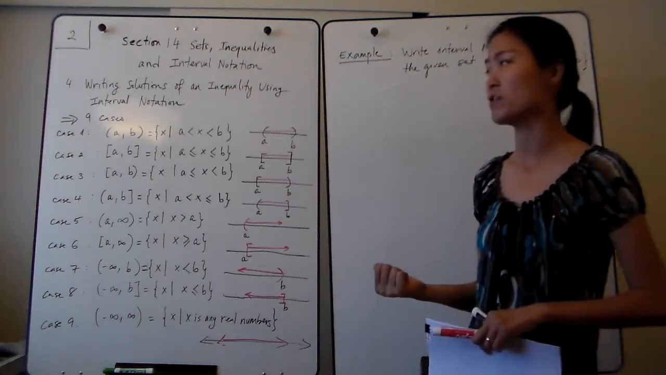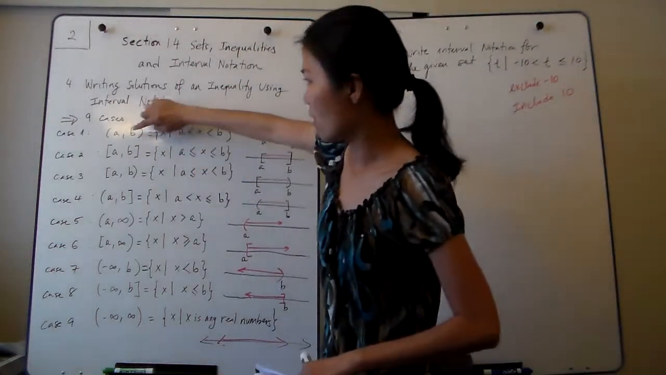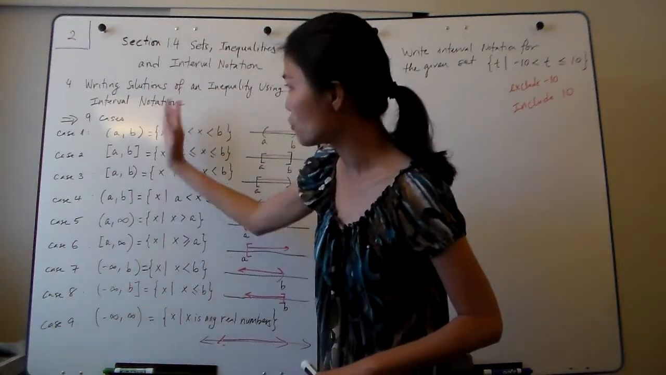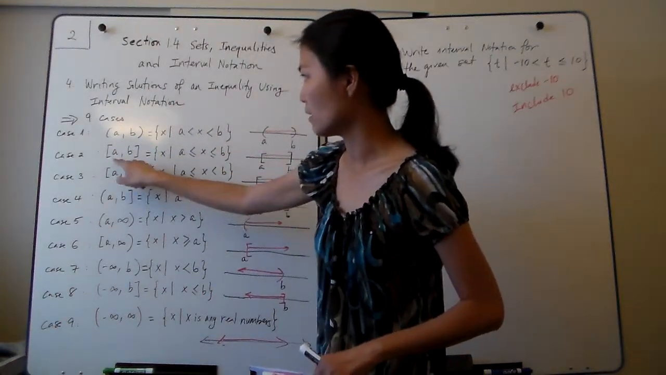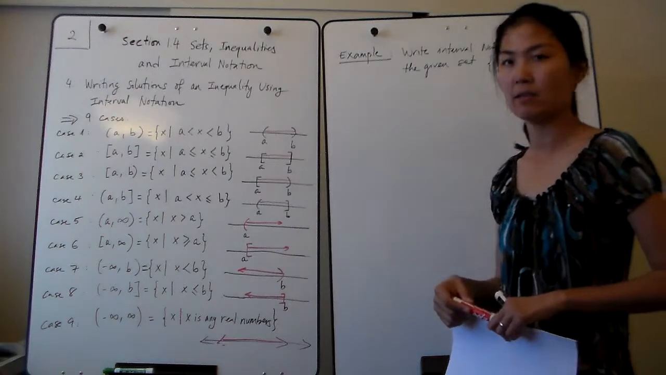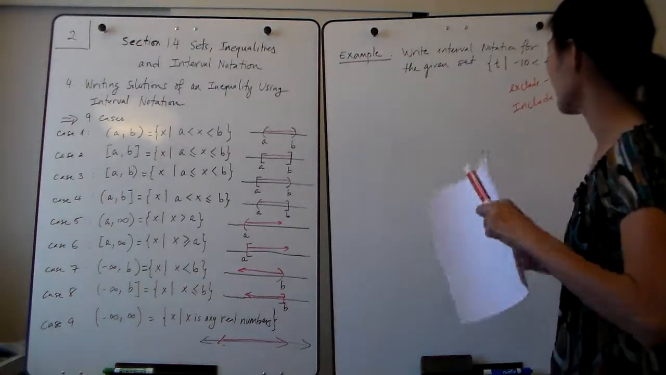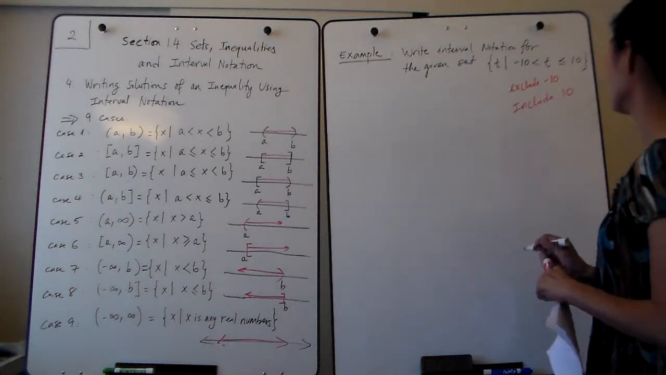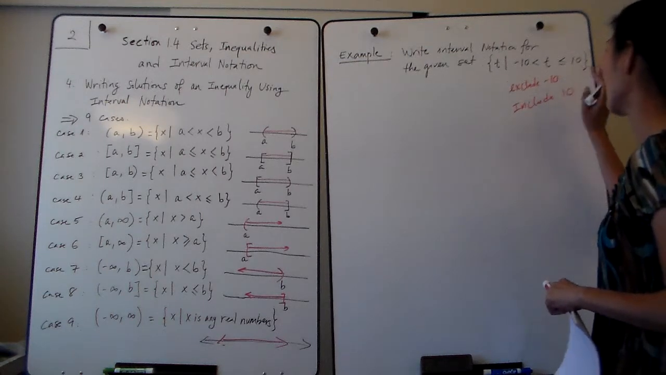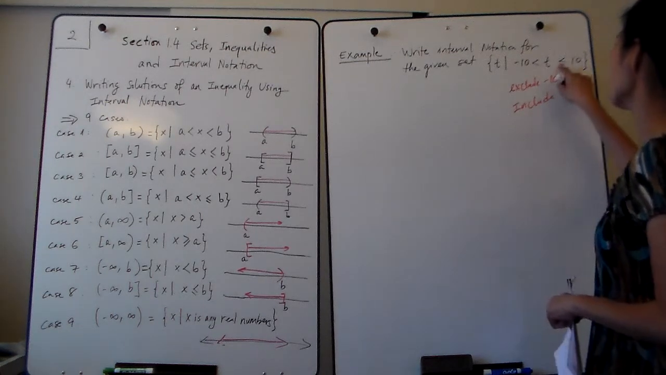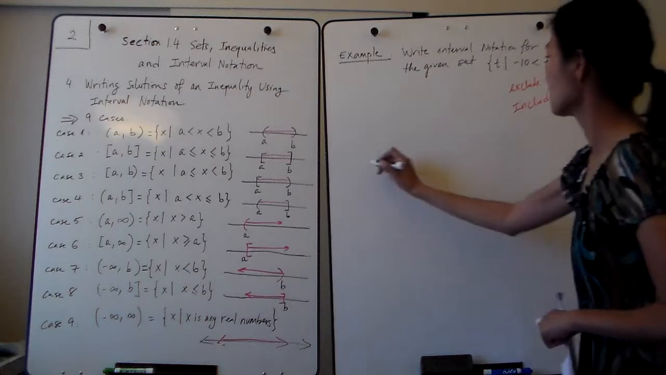Again, interval notations are any combinations of case 1 to case 9 using parentheses and brackets. So for this case, we know that we exclude -10, but include 10. So let's see the solution.